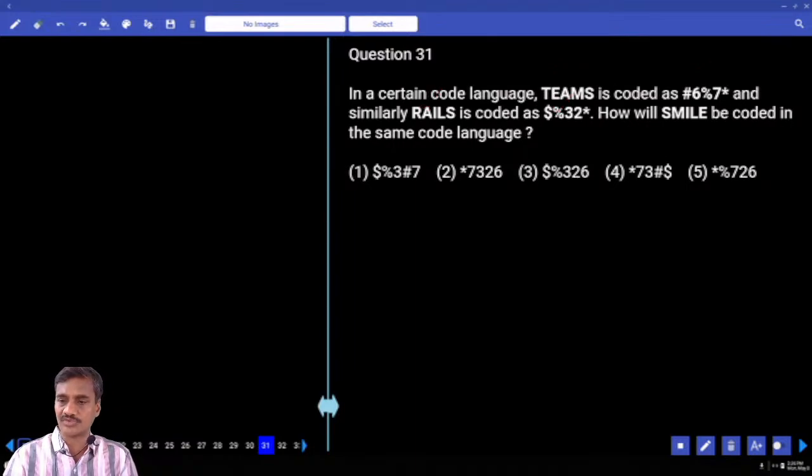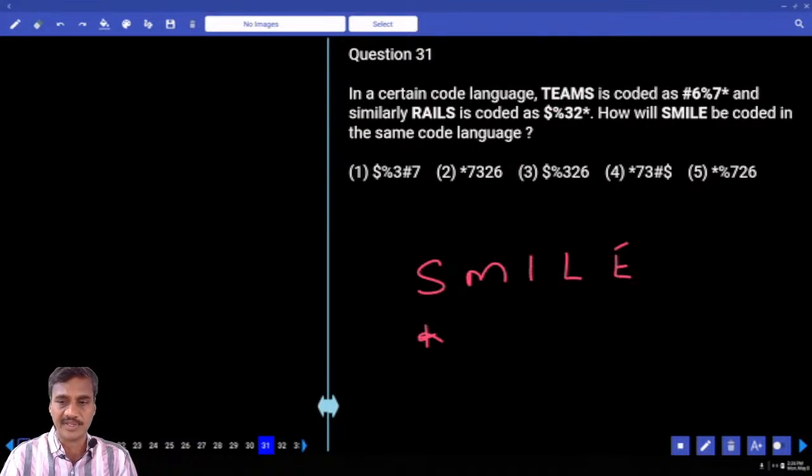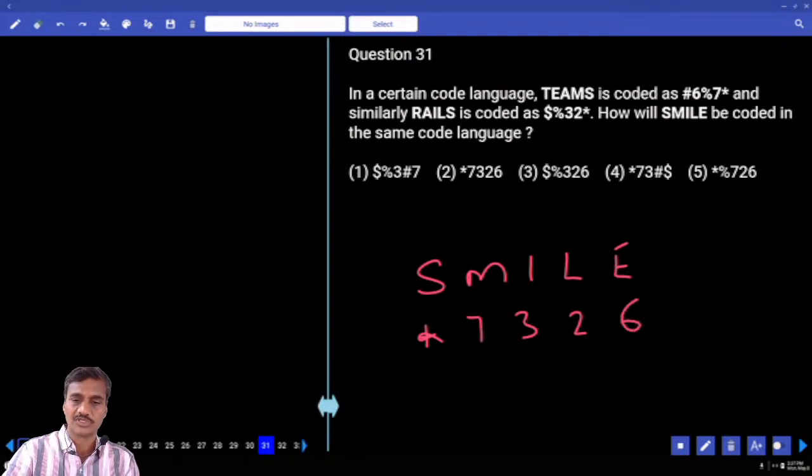Then what is the code for the word smile? S-M-I-L-E. And what is the code for S? Star. And M is 7. And I is the third one, that is 3. And L is the second, that is 2. And E is the second, that is 6. Star 7326. Choice 2, question number 31.